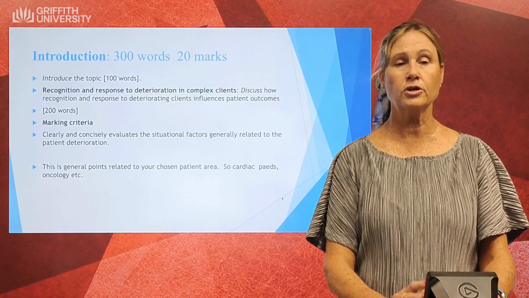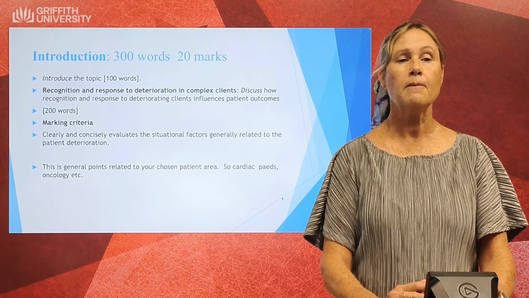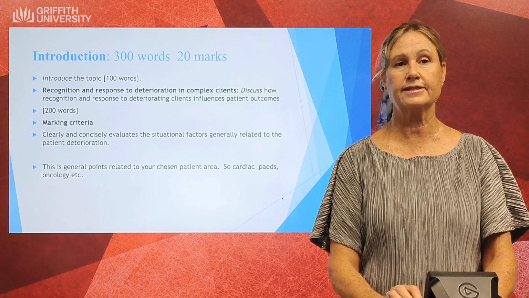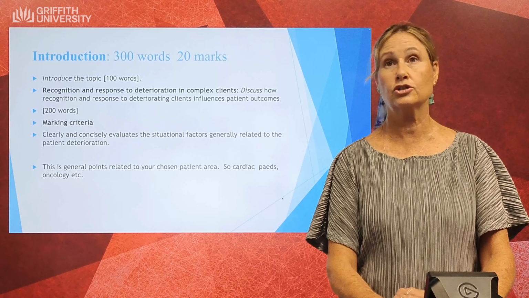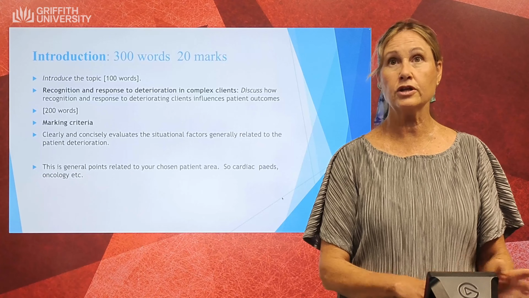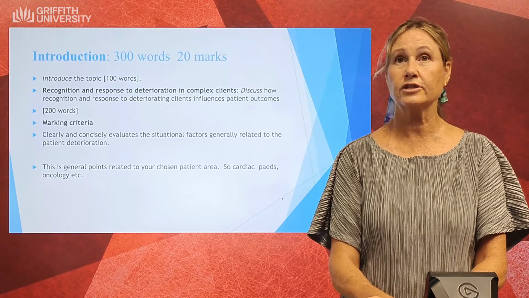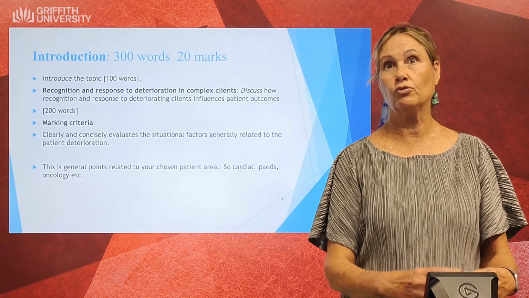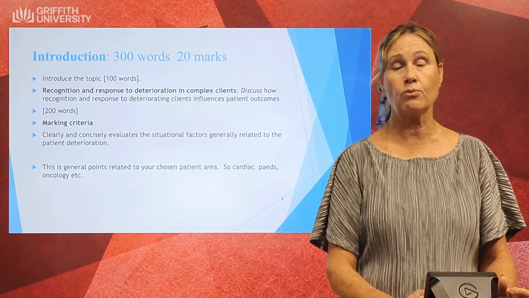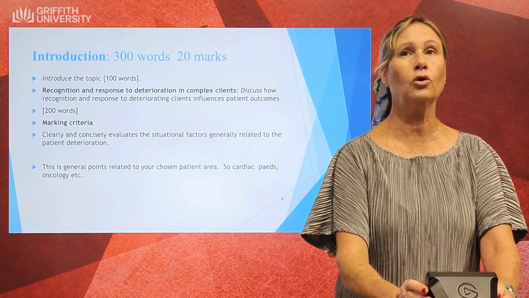Recognition and response to deterioration. Discuss and then critically go through this in 200 words, making sure you're thinking about the marking criteria. Clearly and concisely evaluates the situational factors related to this patient. So we don't want factors which are sort of different. We want the situational awareness. So this is maybe staffing, outside factors, timing, resources. These are the situational awareness. Make sure you've read over the modules to understand what that means. And make sure you choose a topic that aligns with your patient area.